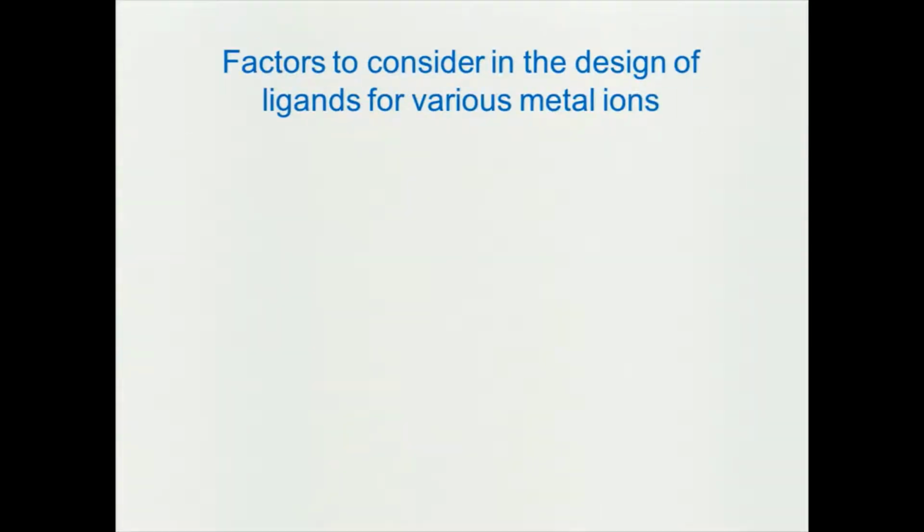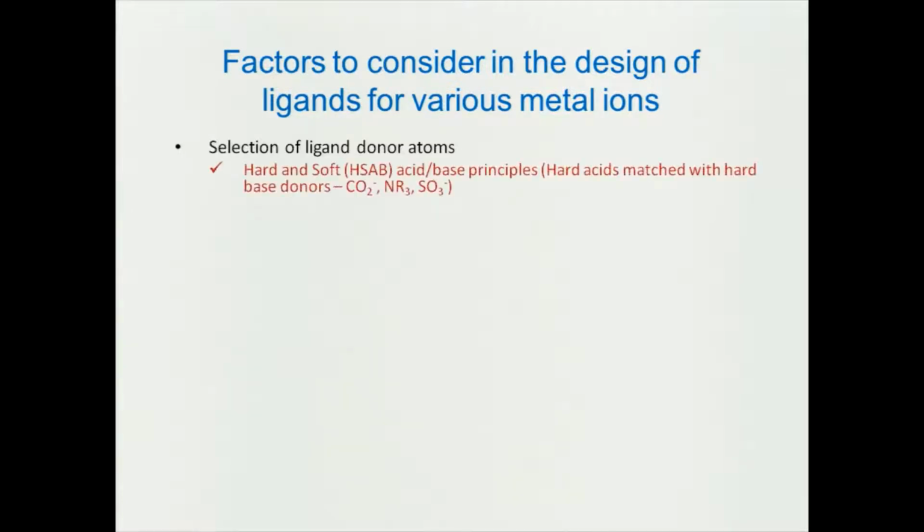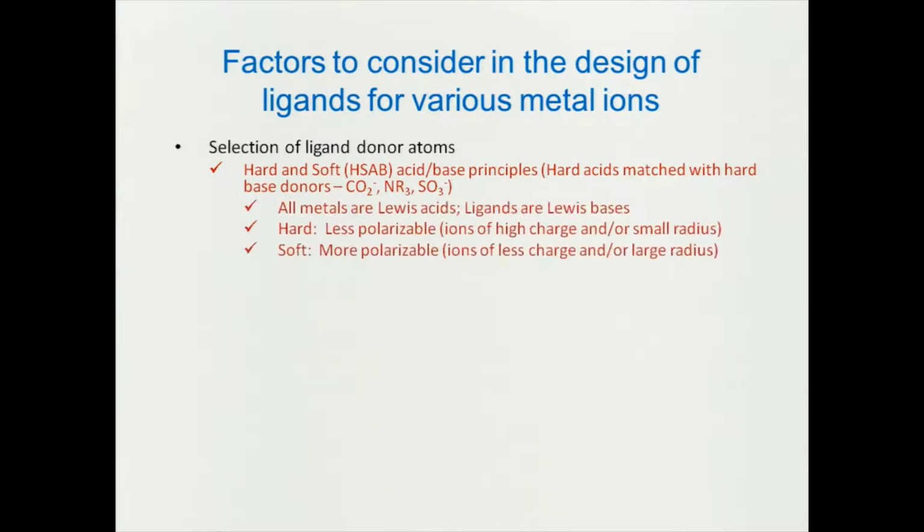So factors to consider in the design of ligands for various metal applications. Selection of the ligand donor atoms, we mentioned that briefly, but what does that actually mean? So we use an old principle in inorganic chemistry that's been around for a long, long time. It's matching hard acids to hard bases and vice versa. And sometimes you hear this terminology and it's not always clear exactly what this means, but basically remember that all metals are Lewis acids, all ligands are Lewis bases.